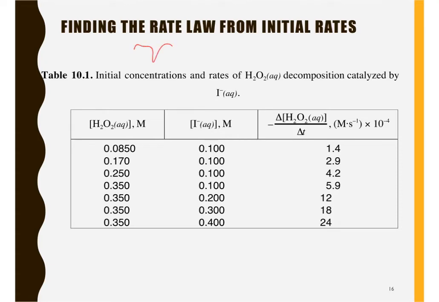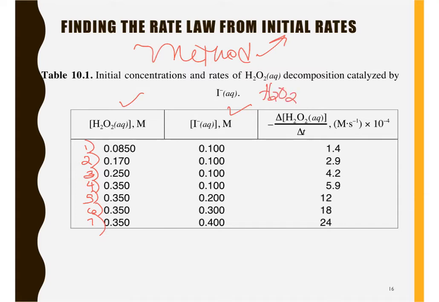Again, this is the method of initial rates. All right, so you can see we have several different experiments. Each line represents an experiment, and each of these experiments has different concentrations of the reactants. So if you look at the overall reaction, let me write it out for you.